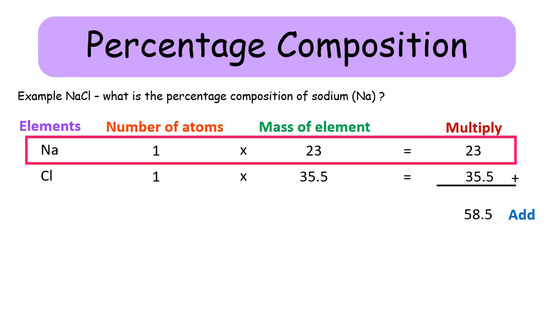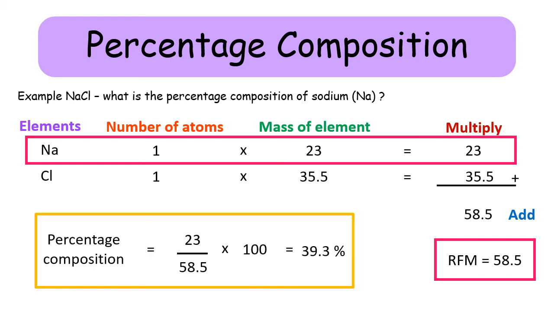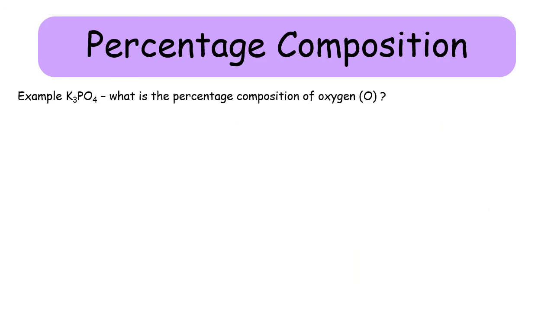Now our percentage composition is what is our total mass of sodium, which is what we find under the multiply, which is 23. And we're going to take our formula mass as 58.5. Our percentage mass is going to be our mass of sodium divided by our formula mass multiplied by 100. So 23 divided by 58.5 and then multiplied by 100 gives us 39.3%, and that's been rounded to 1 decimal place.